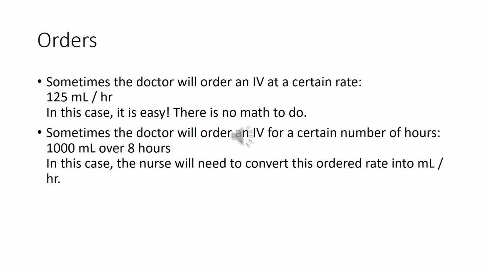So just a review of orders. Sometimes the doctor will order an IV at a certain rate, at 125 mils per hour. In that case, that's going to be real easy to do. You're just going to plug it into our machines. Sometimes the doctor will order for a certain number of hours, like we talked about in the previous slide, 1,000 milliliters over 8 hours. In this case, the nurse is going to have to do a little bit of a conversion to get milliliters per hour. So that's what we'll look at on this PowerPoint. And like I said, you also get more practice in ATI and by doing the F.A. Davis homework.